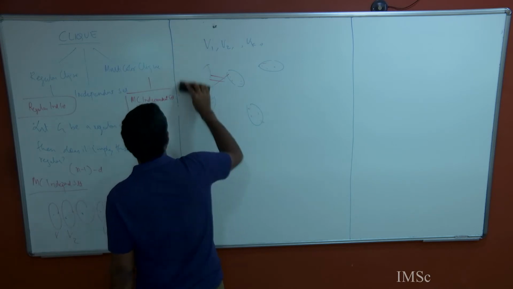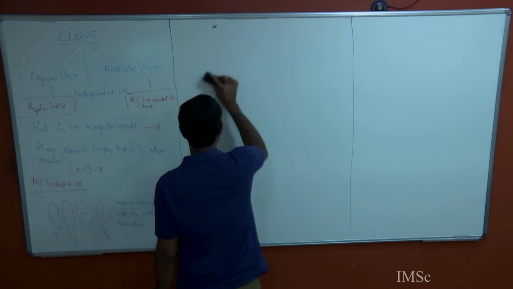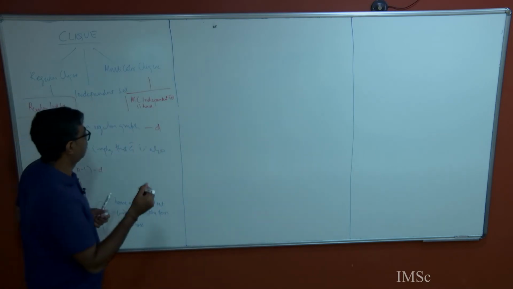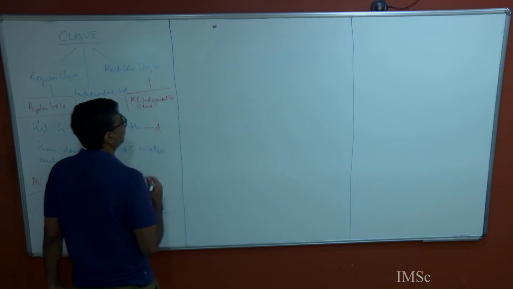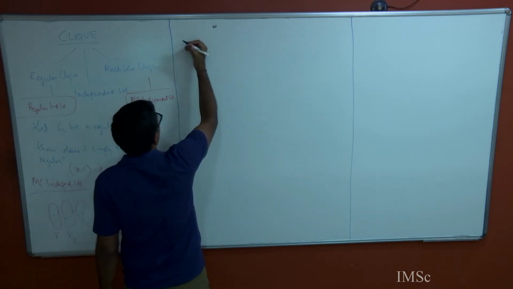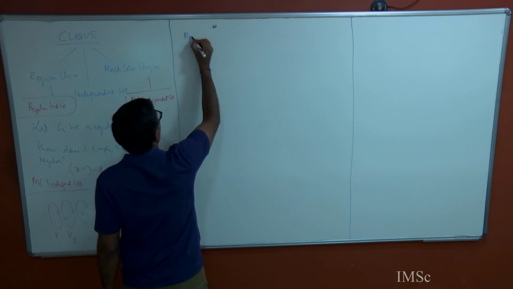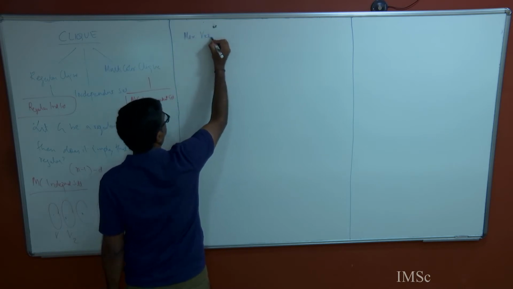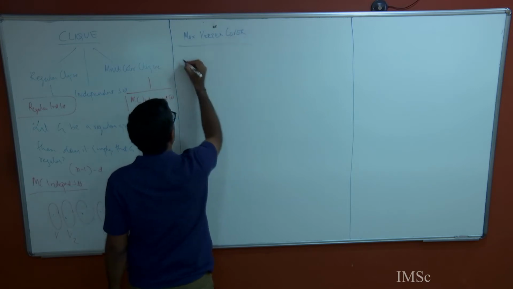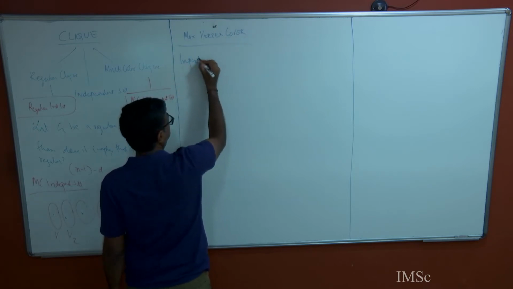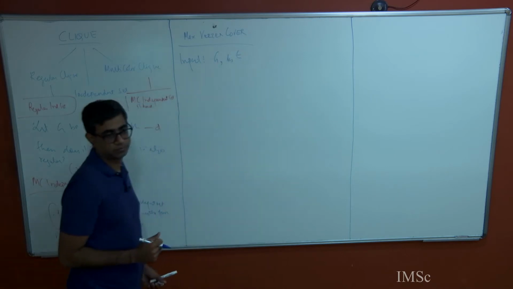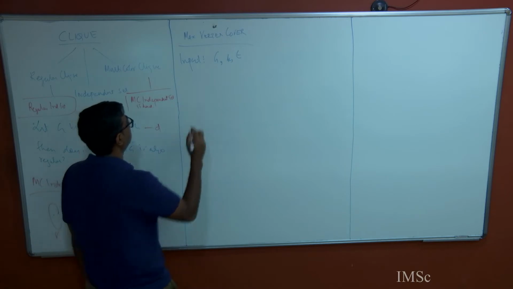Okay. Let's see. Now here's a problem that I would like to show is hard. Okay, let's see if you are able to. So this is what is called Max-Vertex cover. Okay. Input is G, K, and T.